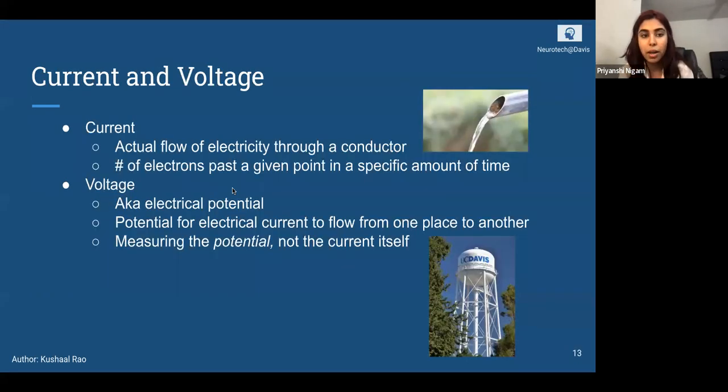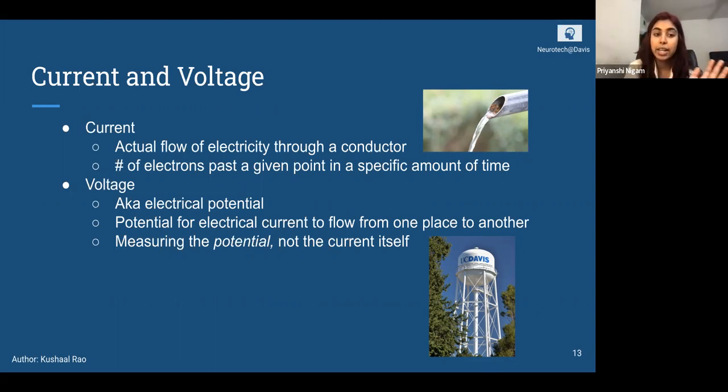And then let's talk about current and voltage. Current is the actual flow of electricity through a conductor, the number of electrons passing a given point in a specific amount of time. For example, you can measure how much water passes in a pipe within a given period of time. It's a good way to understand it.